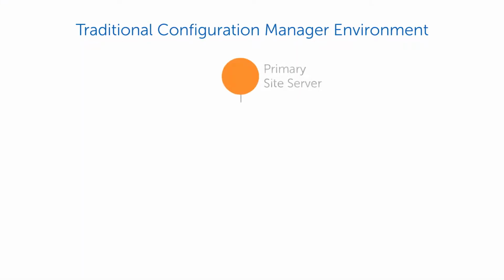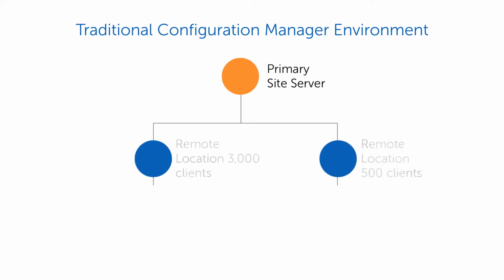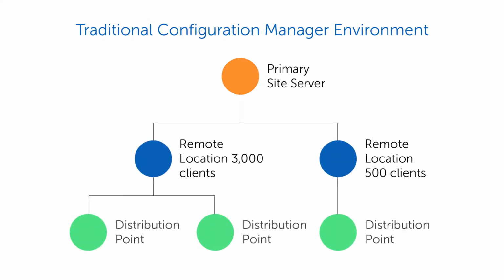A traditional config manager environment might look something like this. You'll have a primary site server that's serving multiple remote locations. You might have a large remote location that's serving thousands of clients. At that large remote location, you'll have at least 2 distribution points to meet the needs for those clients. At your smaller locations with a few hundred clients, you'll only have 1 distribution point.